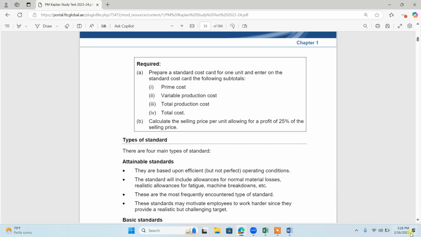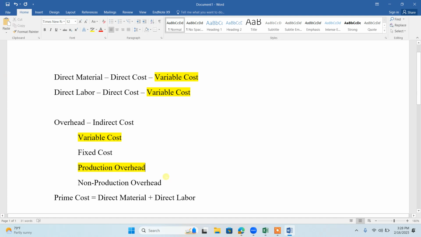The fourth requirement is to calculate the total cost. Now my dear, we are supposed to calculate the total cost, so we are going to add this last one also. There is no question regarding the production or variable or fixed. The question is that calculate the total.